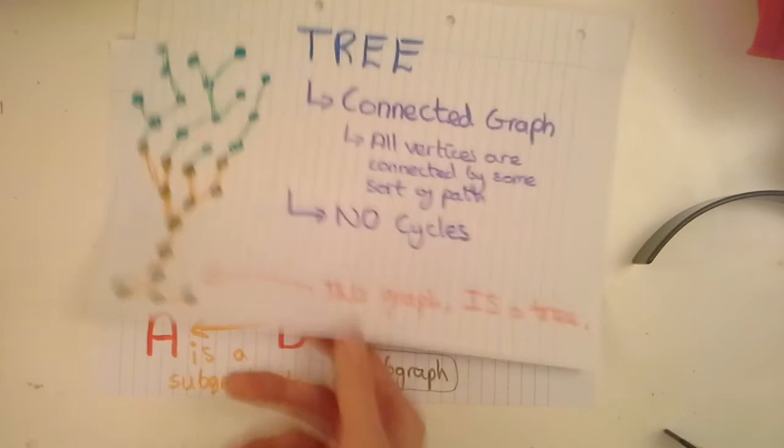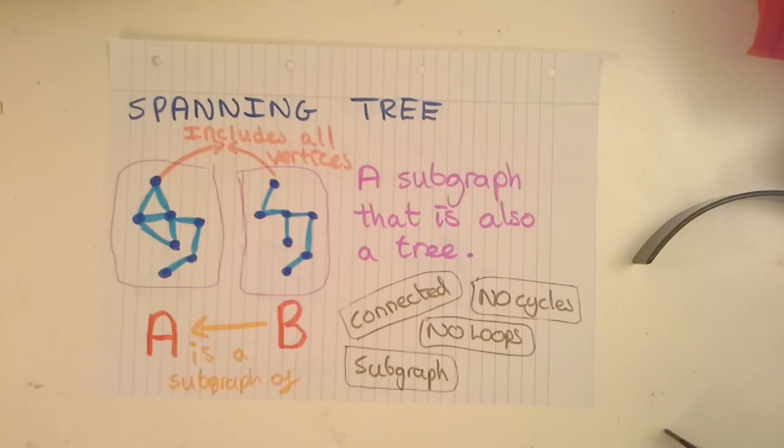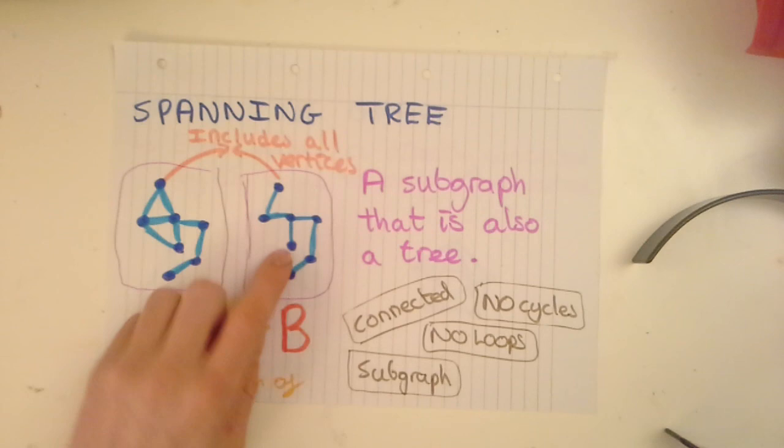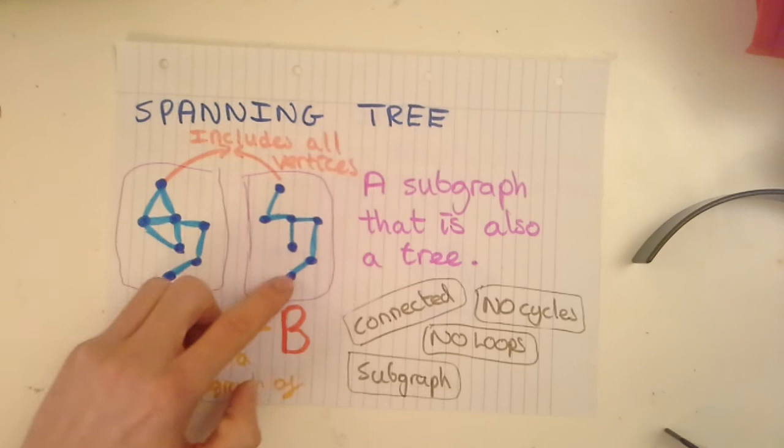And then a spanning tree is a subgraph that is also a tree. So it's got to be connected. There's going to be no cycles. There's going to be no loops. And it's also a subgraph. So here, B is a subgraph of A. All of its vertices and all the edges are from A. And there's no cycles. If this vertex was connected to this vertex, there would be a cycle. I could go all the way around and back around here. And that's pretty much it, really.